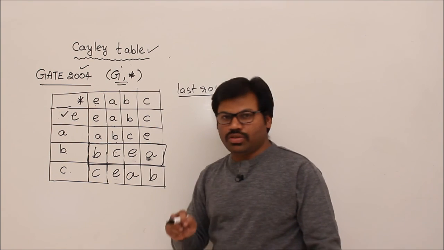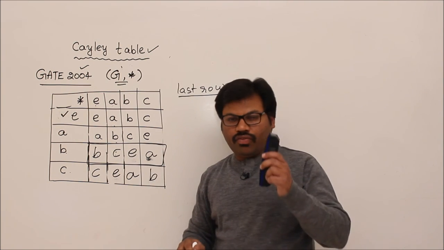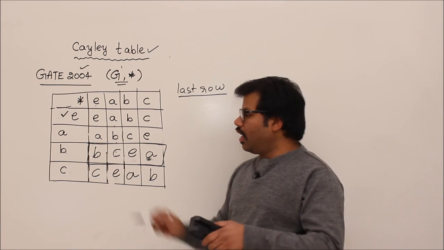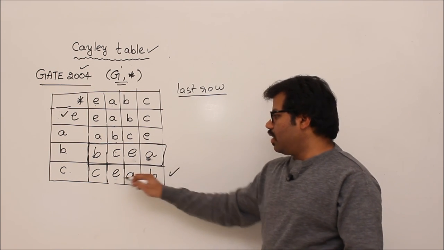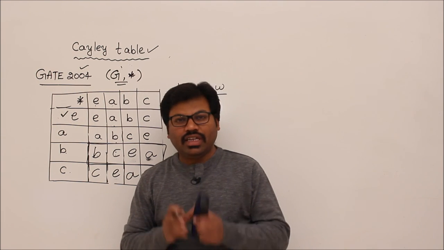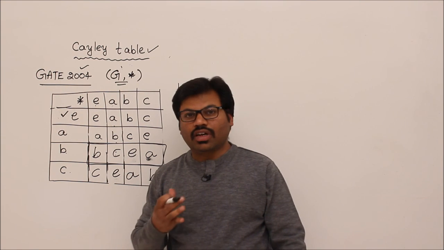So I am using only two rules. Every row should have different values, all the values. Every column should have different values, all the values. If you remember that, then you realize that it should be C, E, A, B. In that way, easily we can answer questions if you know the concept. Okay.